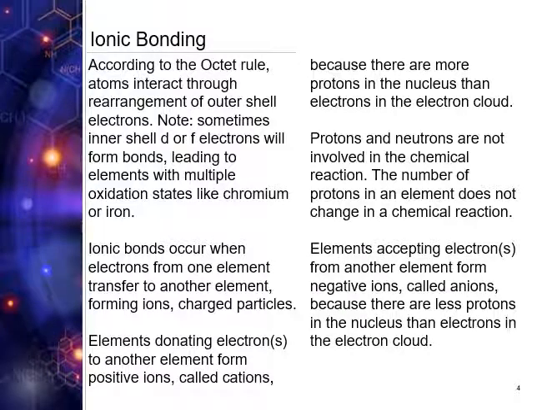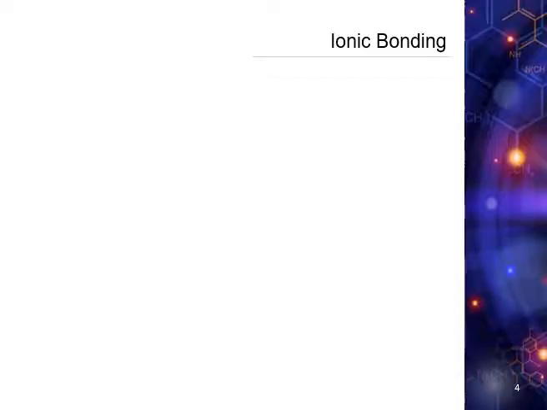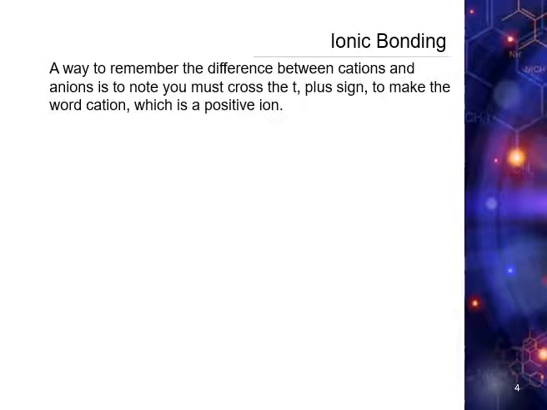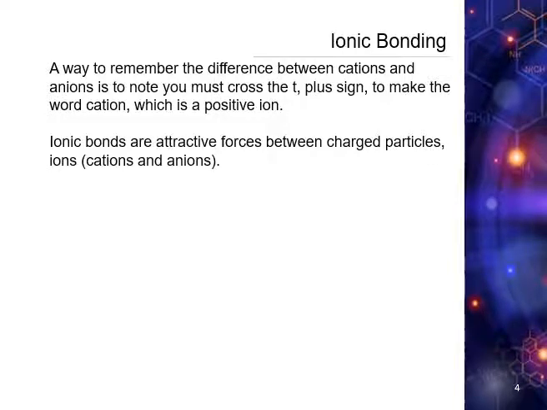Elements accepting electrons from another element form negative ions called anions, because there are fewer protons in the nucleus than electrons in the electron cloud. A way to remember the difference between cations and anions is to note you must cross the t, a plus sign, to make the word cation, which is a positive ion. Ionic bonds are attractive forces between charged particles, cations and anions.